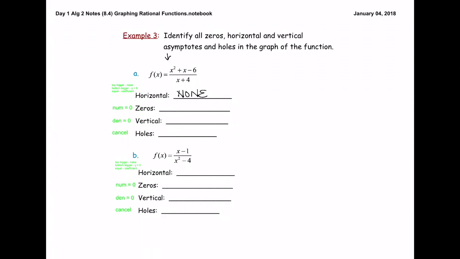After we look at our horizontal asymptotes, we want to factor. So we get x plus 3 times x minus 2, over x plus 4. None of our factors cancel out, so we have no holes. For our zeros, we set our numerator equal to 0 and solve. So we have a zero at x equals negative 3, x equals positive 2, and we have a vertical asymptote where we set our denominator equal to 0, at x equals negative 4.